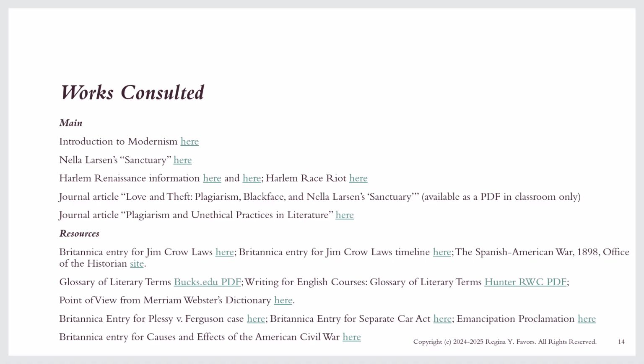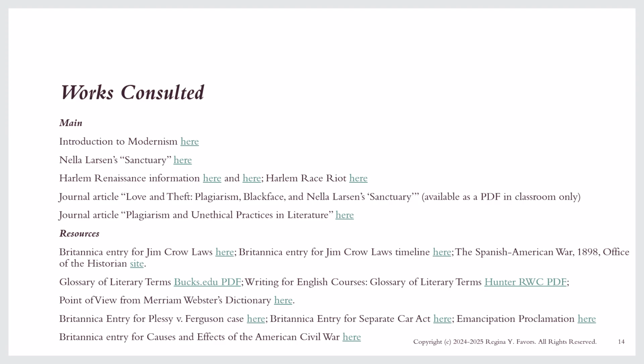And so these are the works consulted. This is Introduction to Modernism, Nella Larsen's Sanctuary, Harlem Renaissance in two places, Harlem Race Riot. And then the journal article is only available as a PDF in the classroom. It's one of those purchased items, and with me being a faculty member, I only have access to it. So when you upload it, it's uploaded in the classroom, and so you should be able to have access to it. In the journal article, plagiarism and unethical practices.